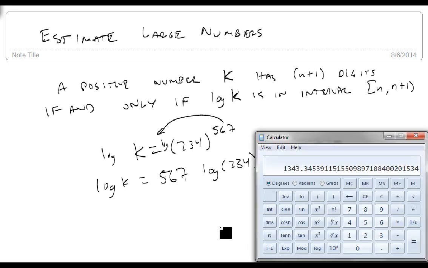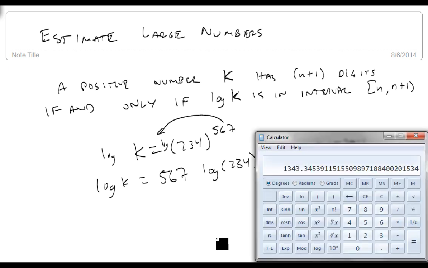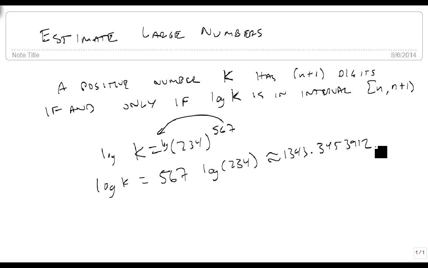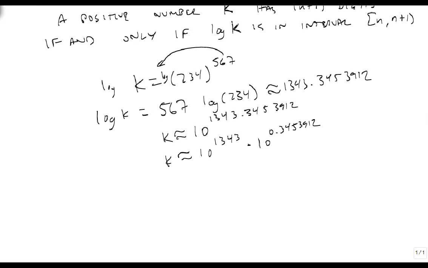Let's go a couple more decimal places. 1343.3453912. So now that we know this, we know that k is approximately equal to 10 to the 1343.3453912, which we can break apart. It's approximately equal to 10 to the 0.3453912 times 10 to the 1343. We're going to use that property of exponents backwards.